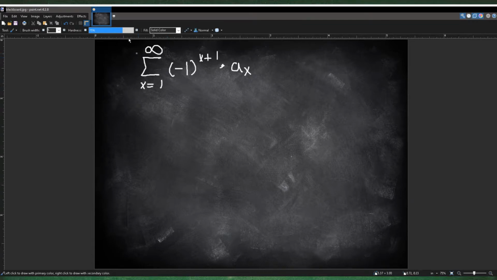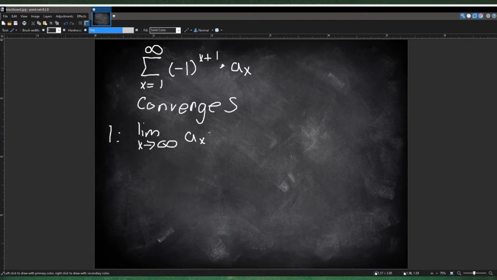So the idea is that if our alternating series is in this general formula, then it converges if it satisfies two conditions. The first condition is that the limit as x approaches infinity of a of x, a subscript x, has to equal 0. So it tells us that as x approaches a really big number, this expression has to become really, really small. Okay, so the second condition is that a of x has to be non-increasing.